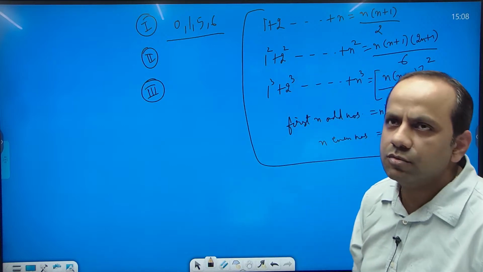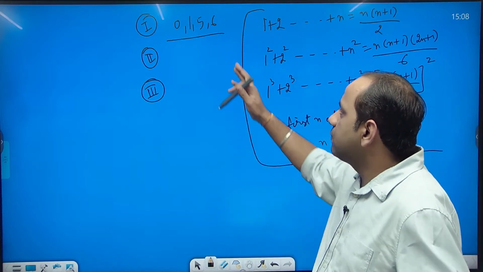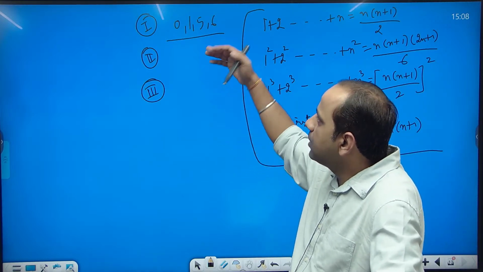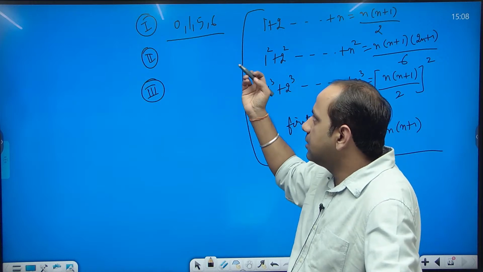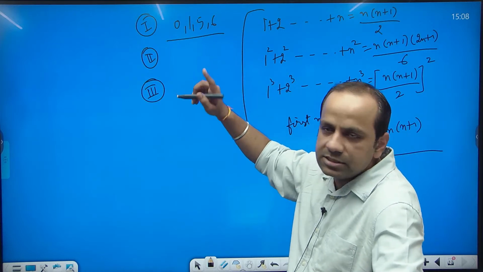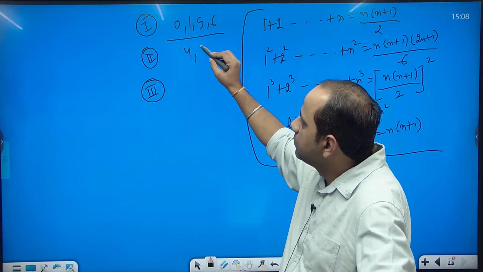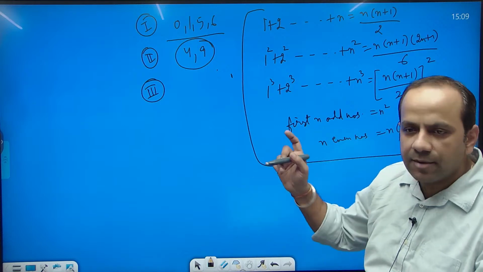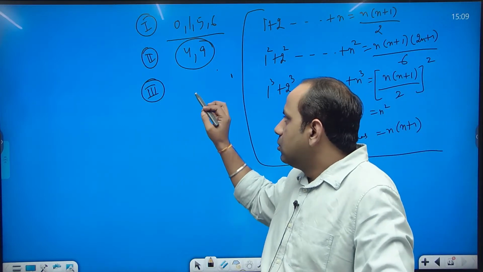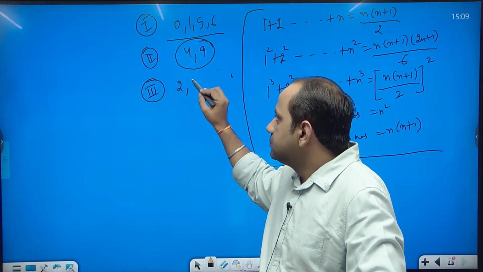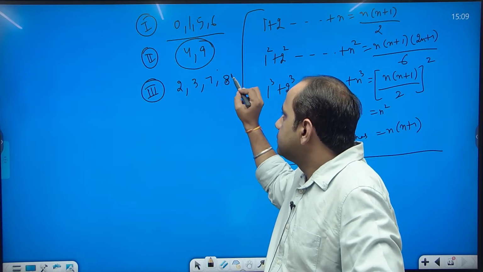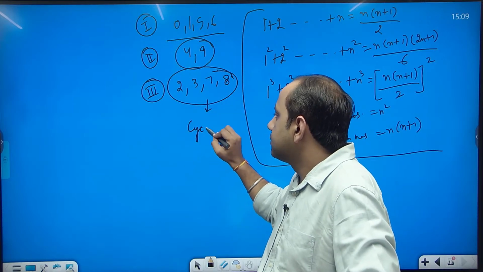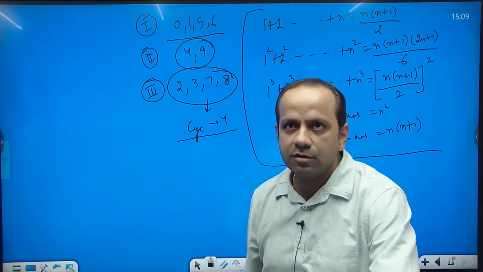Okay, I'll repeat it. The first category is 0, 1, 5, 6, and whatever the power is, it will not matter, the unit digit will remain the same. The second category is 4 and 9, and their cyclicity is 2. So we have to divide the power by 2. And the third category is 2, 3, 7, 8. Cyclicity is 4, so we have to divide the power by 4.